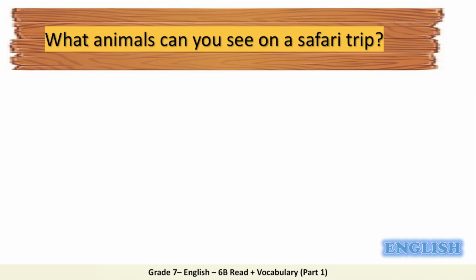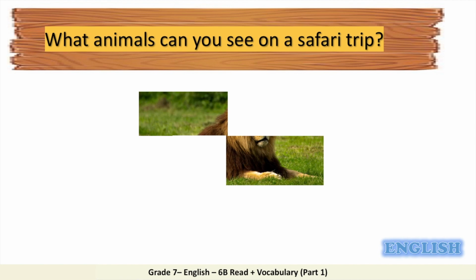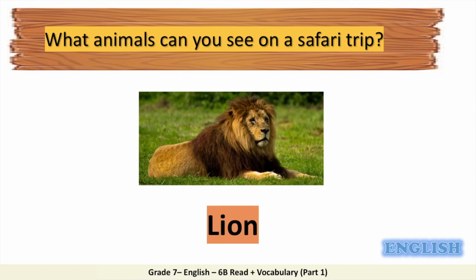The next animal is known as the king of jungle. This animal has fur around its face called mane. This animal likes to live in groups of 10 or 15 animals called prides. So, this animal is, that's correct, lion.